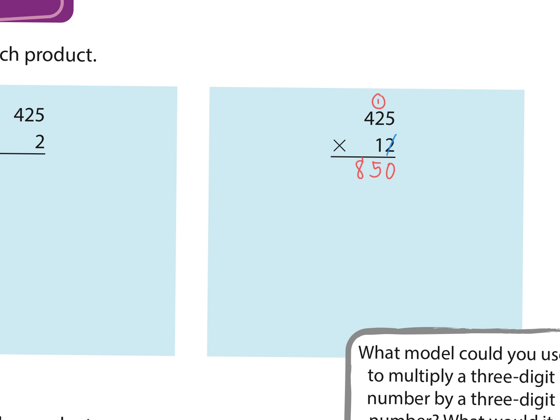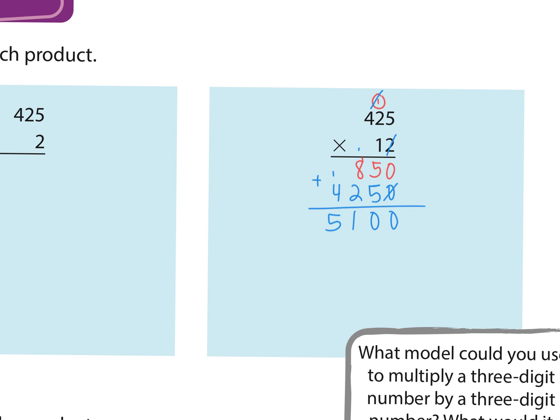So I'm going to cross out everything I just used and put a placeholder here. Now I'm going to take my tens digit and multiply it by every top number. So 1 times 5 is 5, 1 times 2 is 2, and 1 times 4 is 4. I add those 2 partial products together. Once I add them together, I end up with 5,100.